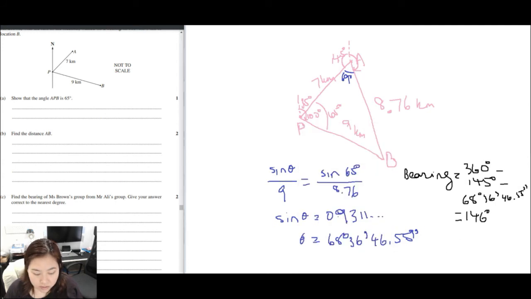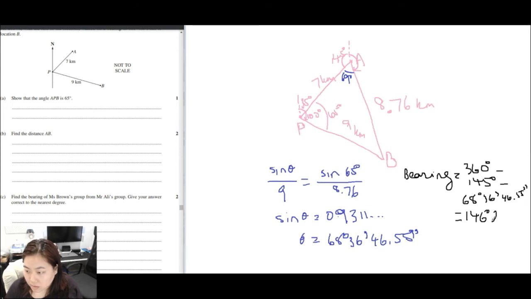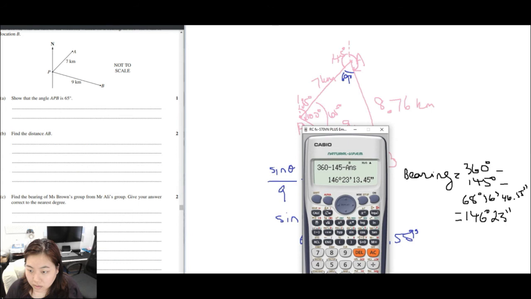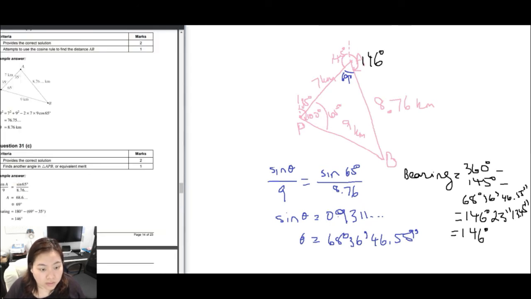146 degrees, 23 minutes, and 13.45 seconds, which to the nearest degree is 146 degrees. See if that's right. 146 degrees. Cool.